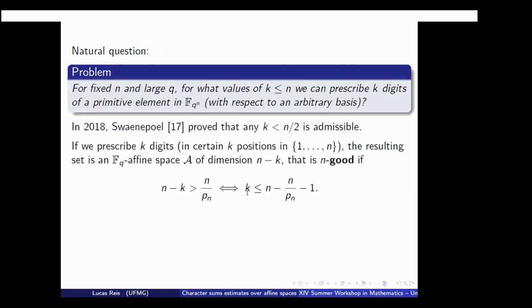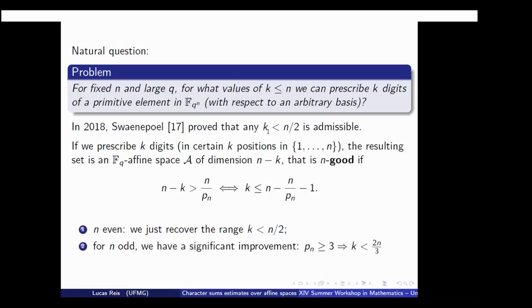And so this is the same as saying that we can guarantee existence for k up to n minus n over p_n, minus 1. If n is even, this is just saying that k is at most n over 2 minus 1, so we just go back to Swaenepoel's result. But if n is odd, we can get a very nice improvement. From n over 2 here, if n is odd, p_n is at least 3, so I get k smaller than 2/3 of n.